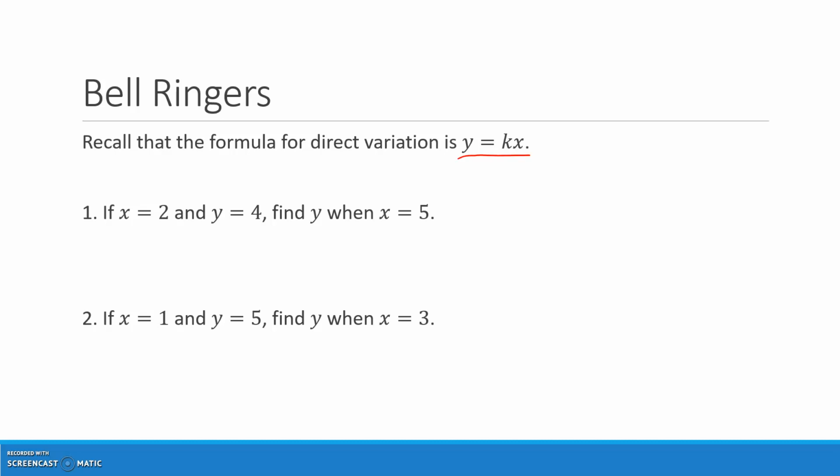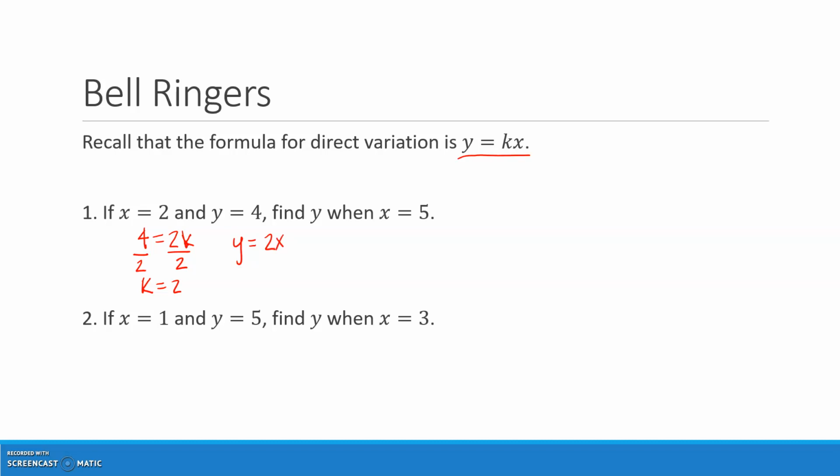So we start by plugging in these two values of 2 and 4 to the respective variables. So we're going to get 4 equals 2k. You can put k times 2, it's the same thing. We divide both sides by 2, and we get that k equals 2. So our formula is going to be y equals 2x.